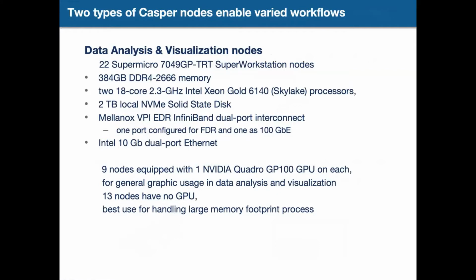There are mainly two types of nodes on Casper, which we can use for various workflows. The first type of node is data analysis and visualization nodes. We have 22 of them. They are supermicro workstation nodes. On each node, we have 384 gig memory, and we have two 18-core Skylake-like processors. And we have solid state disk, Mellanox interconnect, and 10 gig dual port Ethernet to connect between nodes. 9 among these 22 nodes are equipped with one NVIDIA GP100 GPU. It's for general graphic usage in data analysis and visualization jobs. Another 13 nodes have no GPU. They are best used for handling large memory footprint processes.